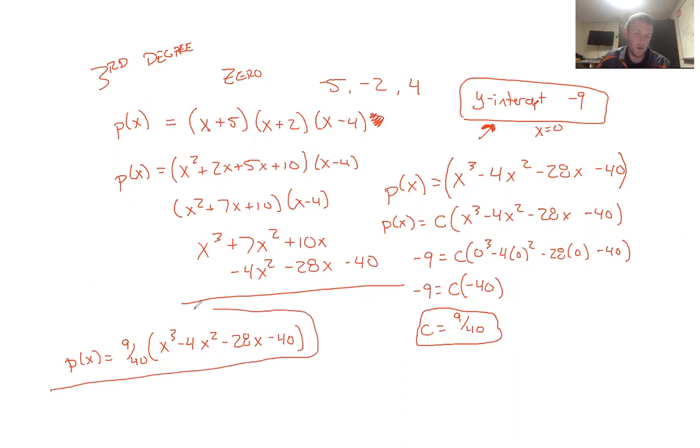And that would be a polynomial with the zeros, but it has a y-intercept of negative 9. We probably need to do maybe a couple more examples of that on the same technique. So let's do another one.